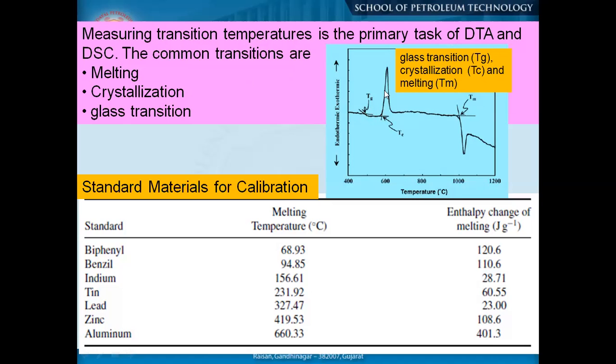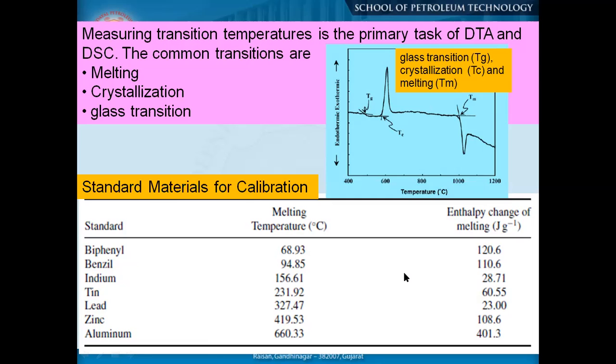Then again we get an exothermic reaction occurring. Then after some time it is constant, more or less no change. Then again there is an exothermic or endothermic reaction. So in each and every case we compare with the standard value. We have standard materials for calibration. We use different materials as reference materials, so that every reference material gives us a specific temperature value and the enthalpy change of melting. So for the melting temperature of this one, the enthalpy change required for melting this material is 120.6 joule per gram.